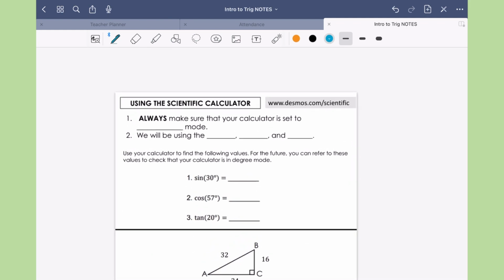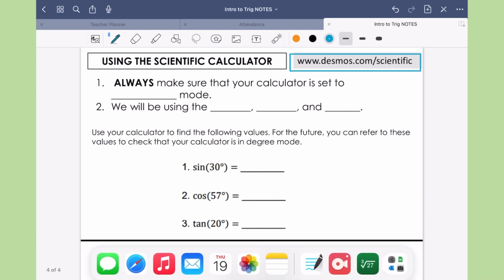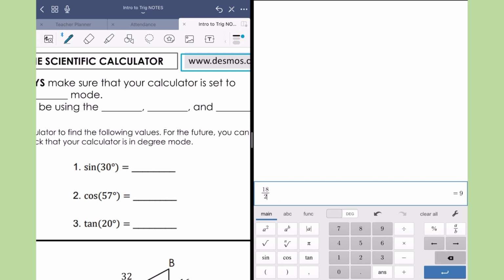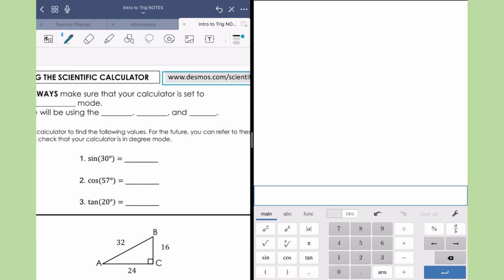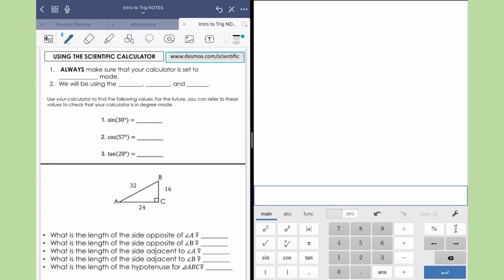Okay? Now, we're going to talk about how to use the scientific calculator when we are doing these problems because you're going to use it every time. So you're going to go to Desmos Scientific, not graphing, scientific, and that's going to help you come up with this screen. This is the one I should have. Yeah, scientific. Okay, so it should look like this on your screen. All right. So we are going to be using this calculator every time we do some of these problems.